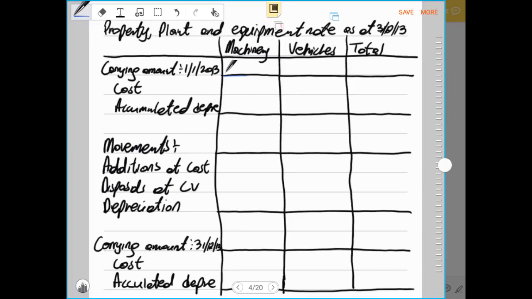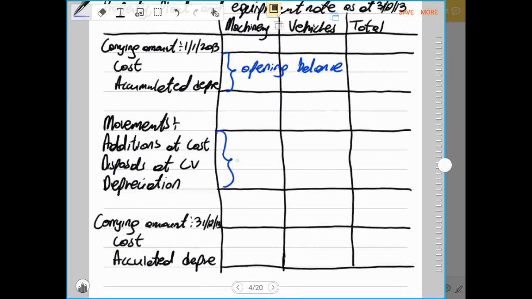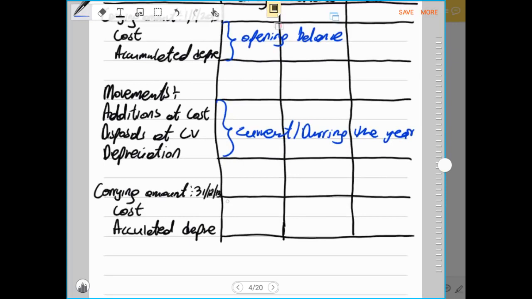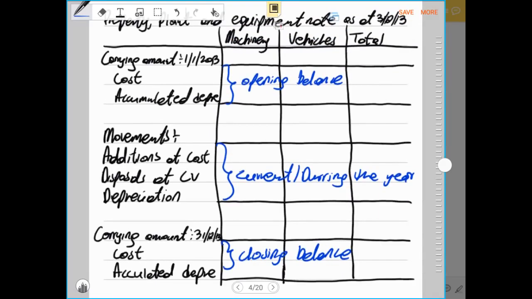Very important to note, from here to here, this is opening balances. Everything that took place at the beginning of the year. From here until here, this is current year or during the year. Everything that took place current year or during the year. And this is closing balance. So now that is very important to note. Opening balances on top, whatever happened during the year in the middle, under movements, and at the end of the year, that becomes the closing balances.